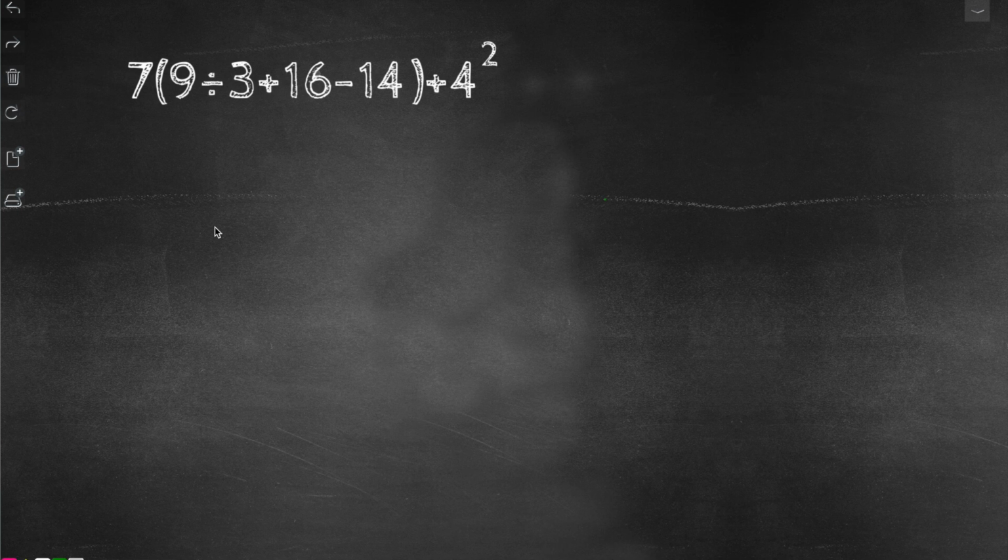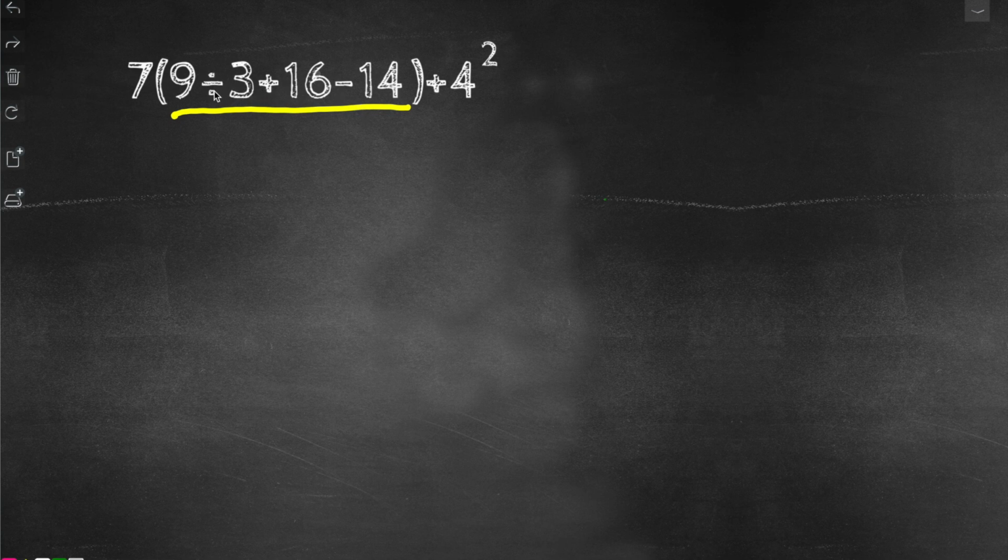Okay, for our first problem, we have 7 open parentheses, 9 divided by 3 plus 16 minus 14 end parentheses plus 4 to the power of 2. My first operation is in parentheses, and I have several operations within my parentheses. Whatever is inside my parentheses needs to be done first. So I go back through my order of operations. I don't have parentheses inside of parentheses. I don't have an exponent.